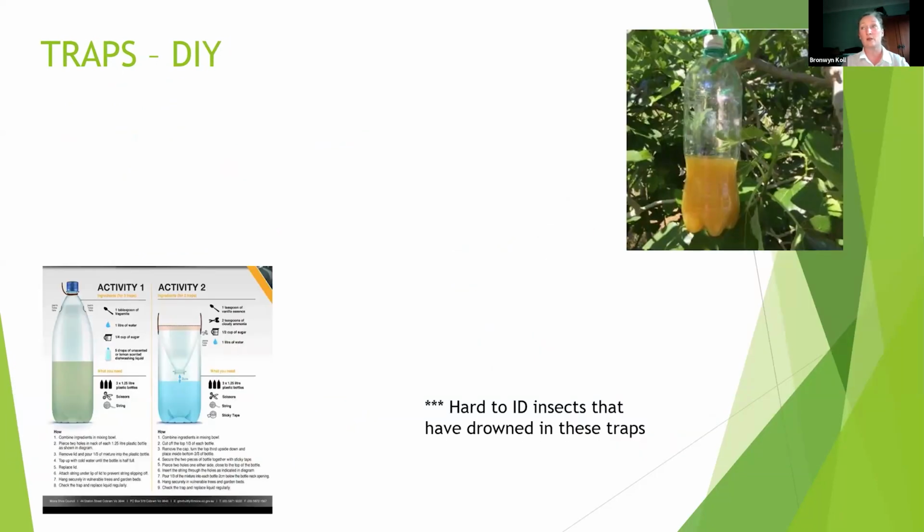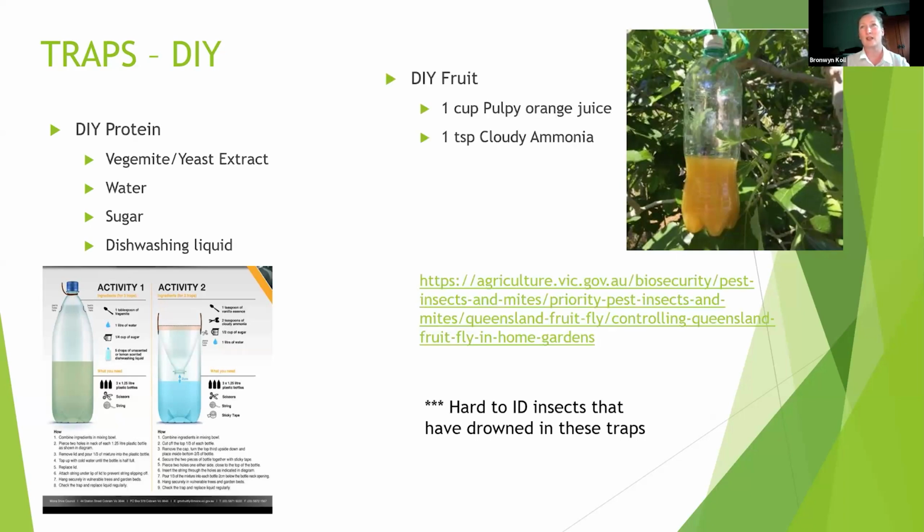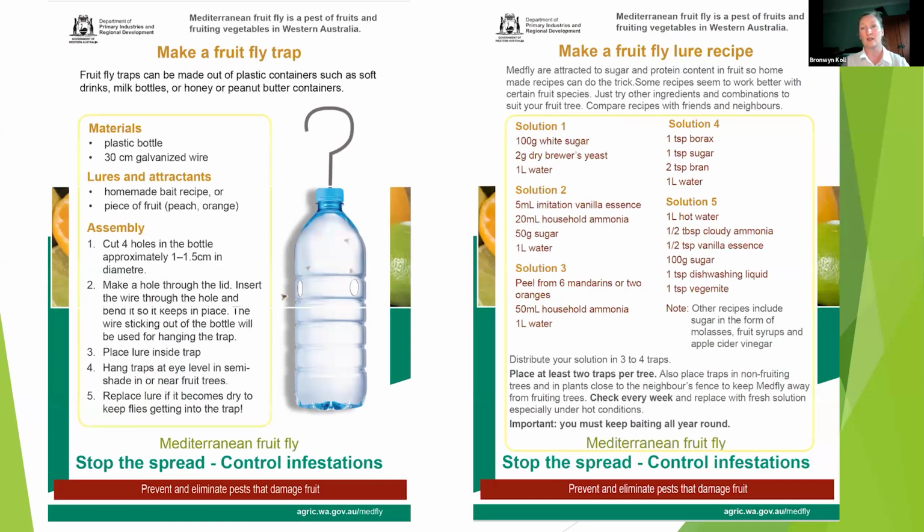So we've got some DIY traps here. The DIY protein one, the protein is actually the Vegemite or the yeast extract. And the DIY fruit one, it's the combination of the orange juice aromas and the cloudy ammonia. There's some recipes. Don't need to write this down because it's all on the website. Just shows you that we're using similar things to Mediterranean fruit fly as well.